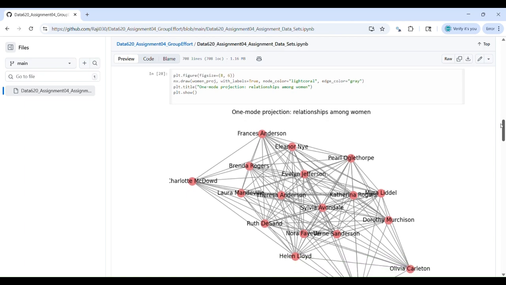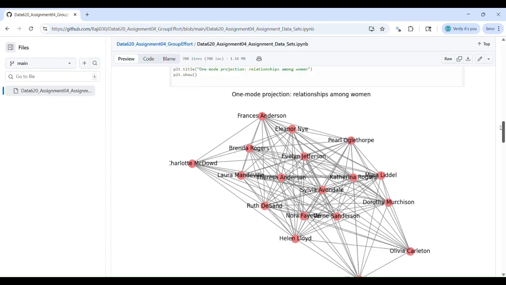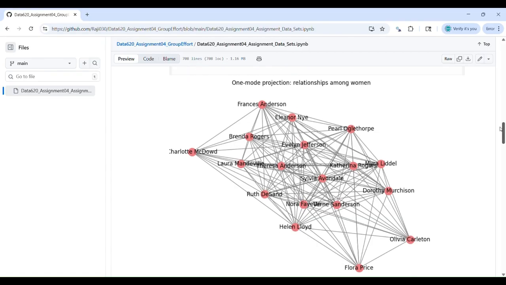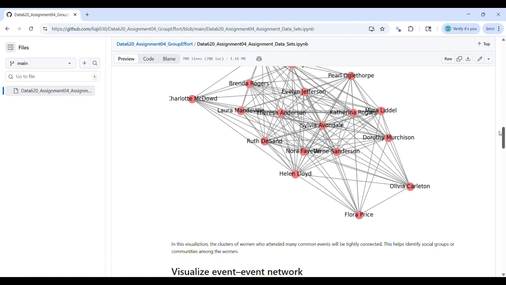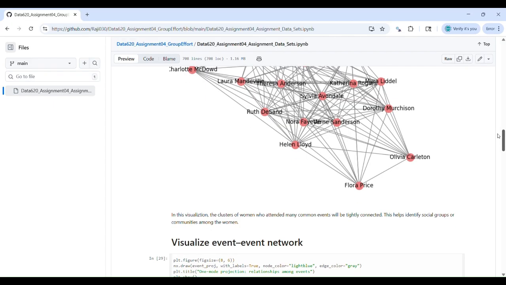This is the women network, or you can say the one-mode projection, which basically depicts the relationships among women. In this visualization, the clusters of women who attended many common events are tightly connected, and this helps identify social groups or communities among the women.